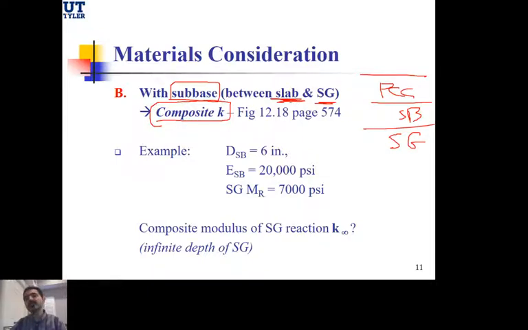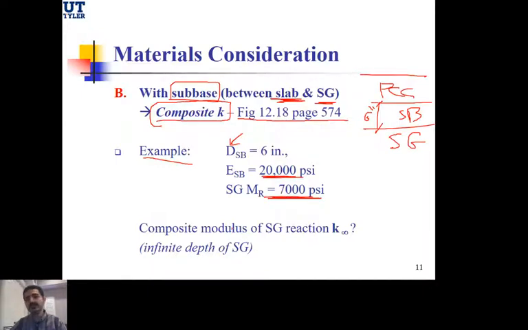So in order to do this, we're going to go through figure 12.18, which is page 574, to determine the subbase. To get to the table, we need to have some inputs. So let's have this example here. The D in this part of the chapter always represents the thickness. So the thickness of the subbase is 6 inches. The modulus of the subbase is 20,000. And the resilient modulus of the subgrade is 7,000.